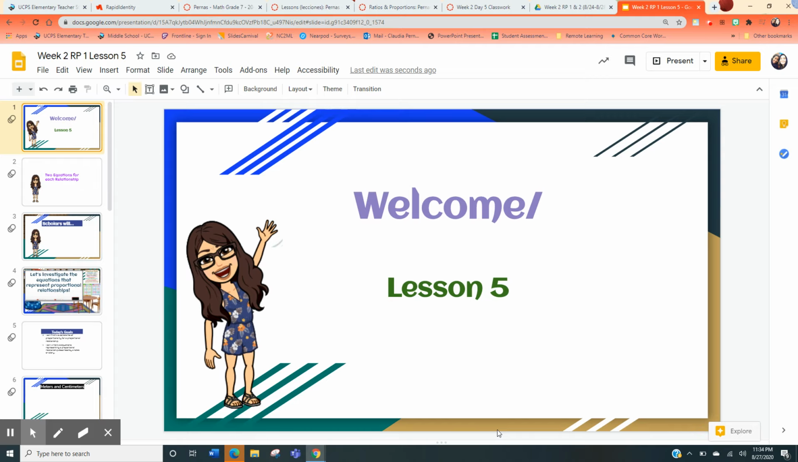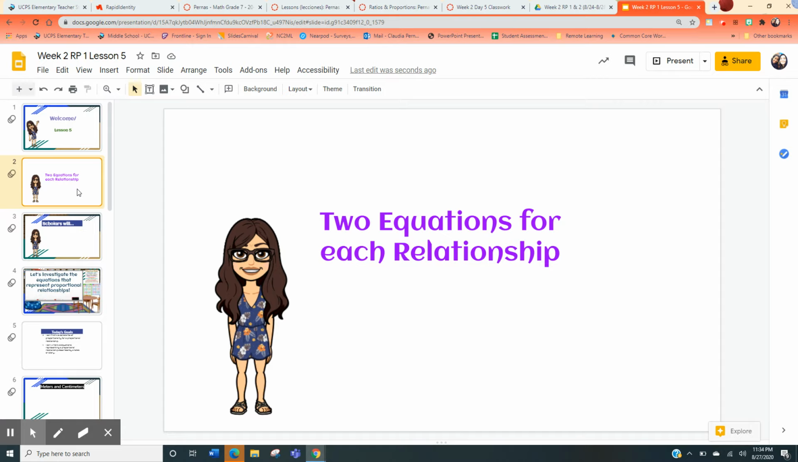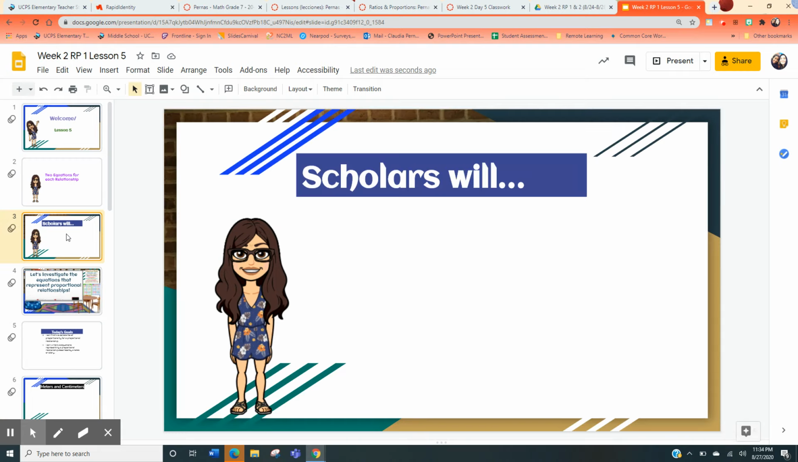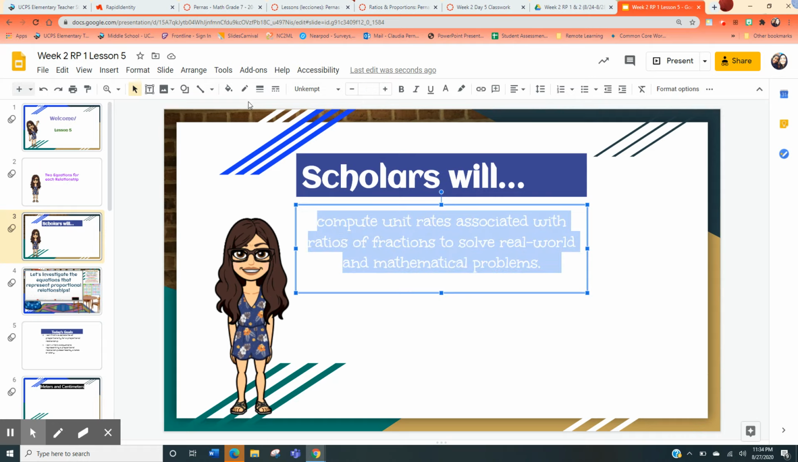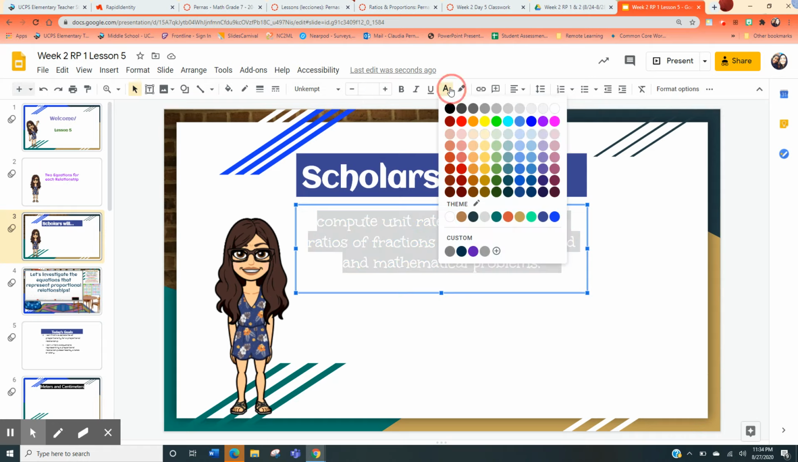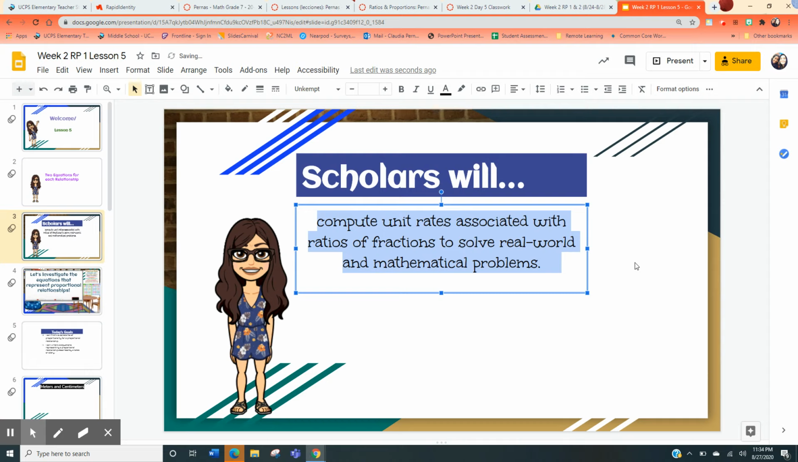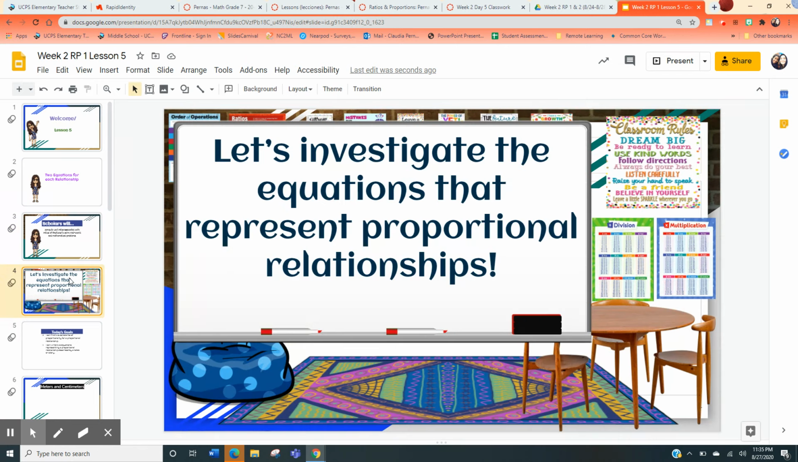Hey guys, so at this point you should have already walked through the first few slides, but I'm going to go over them anyway. So today we are doing two equations for each relationship, so make sure you're paying close attention. We will be computing each unit rate associated with ratios of fractions to solve real-world and mathematical problems.